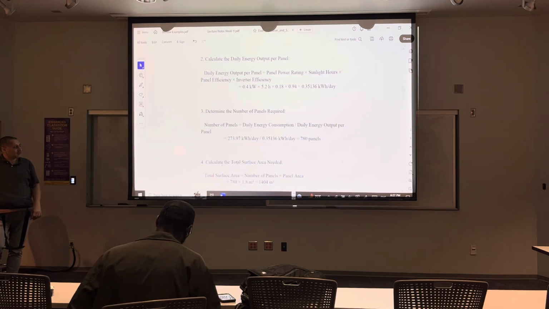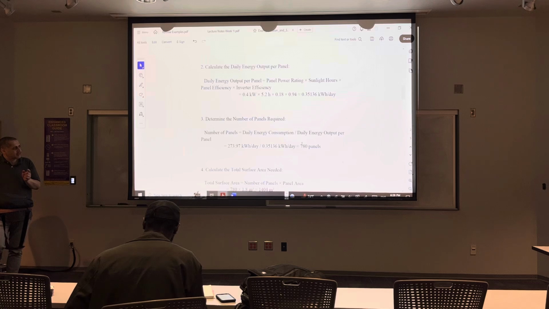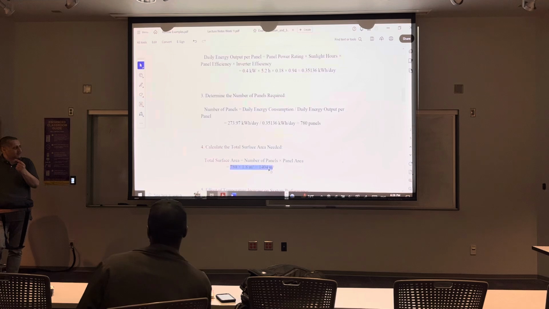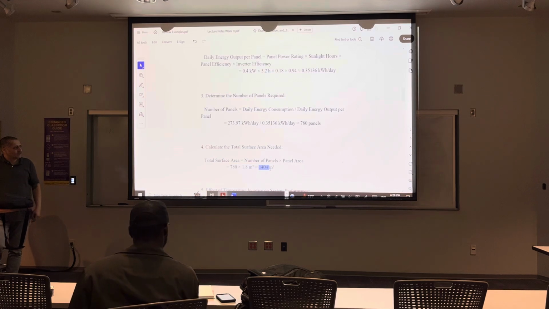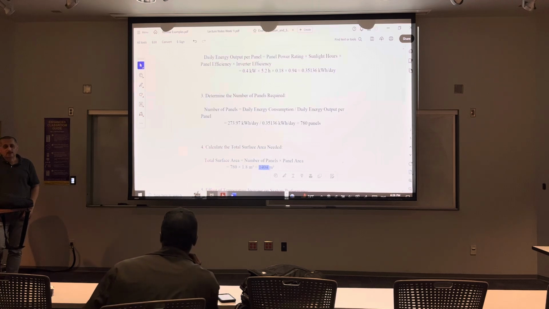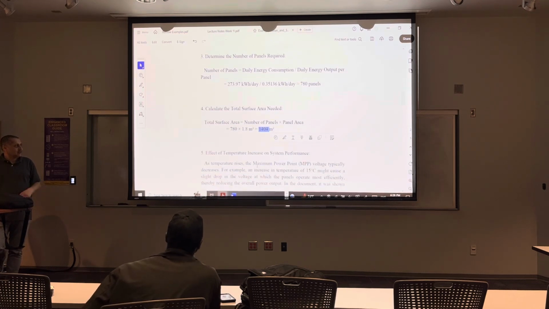Calculate the total surface area. The total number of panels is 780, multiplied by the area for each panel. So 1,404 square meters area for all the panels, okay, for all the installation area.